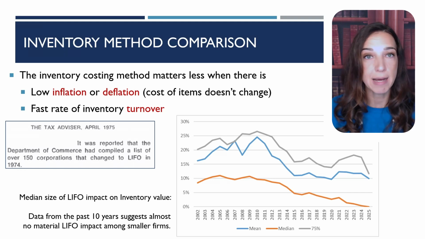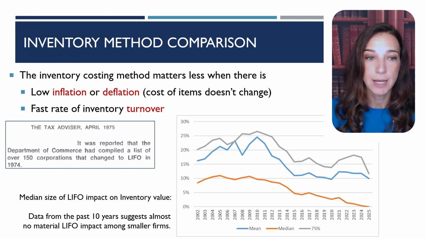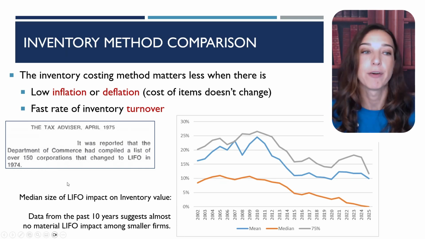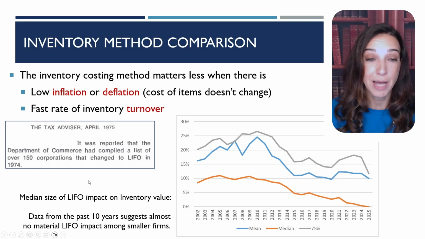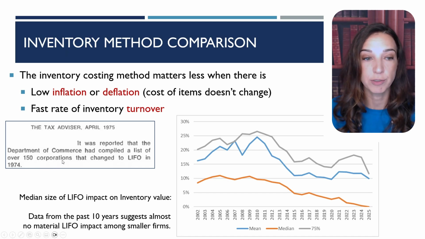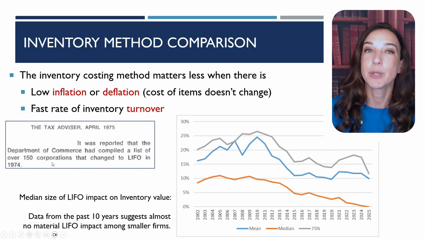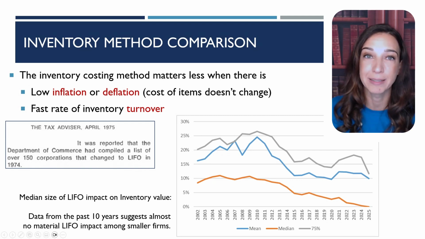We do definitely see trends in the history of the application. This is a screenshot from a very, very old journal, The Tax Advisor from 1975, which highlighted that a huge number of firms were switching to the LIFO methodology. Of the biggest firms, in that single year alone, 150 corporations were changing to LIFO in 1974. That's because if you go back to history, what was happening in 1974 was double-digit inflation.